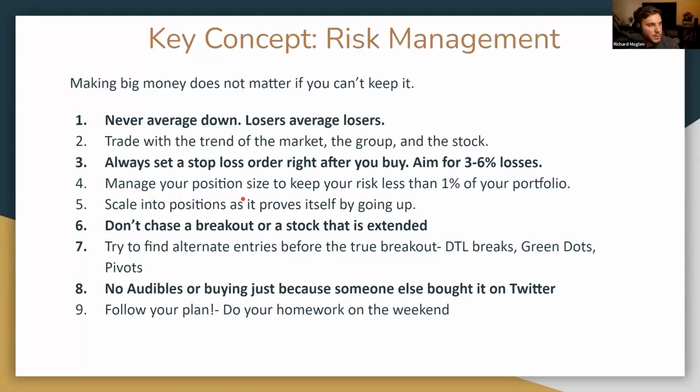Number 4, manage your position size to keep your risk less than 1% of your portfolio. You can do the math to make sure that you never lose more than 1% on any given trade. And better than 1% is better. You can shoot for 0.5%, 0.25%. Basically make sure that you're keeping your risk in check. So even if you have 10 losing trades in a row, you're not drawing your account down too much. That is a powerful thing when you do the math and realize that I could lose 15 times in a row and still have the majority of my capital.